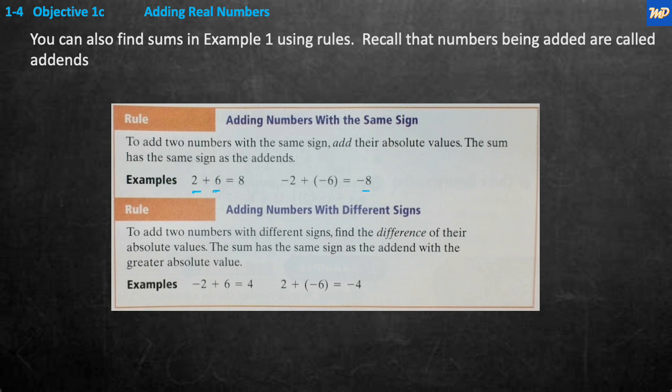In this next one next to it here, 2 plus negative 6. Well, you subtract the absolute values, and you get 6 minus 2, and you're going to get 4. Well, is it negative or positive? It's negative because the addend with the larger absolute value, which is 6 in this case, is negative. So the answer is negative.